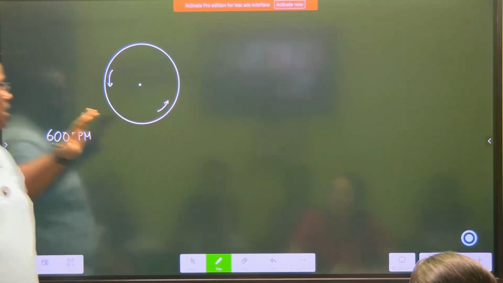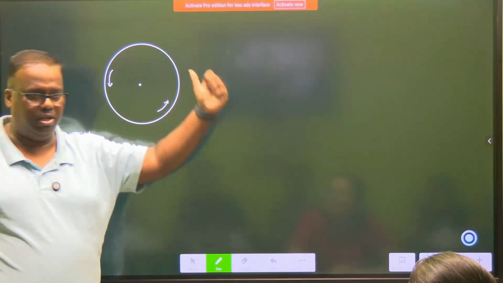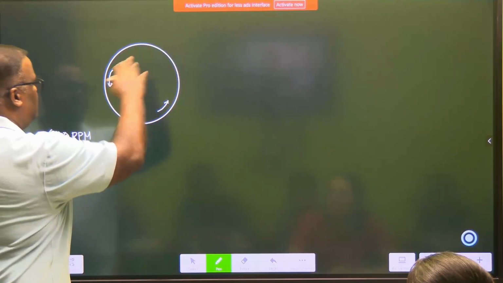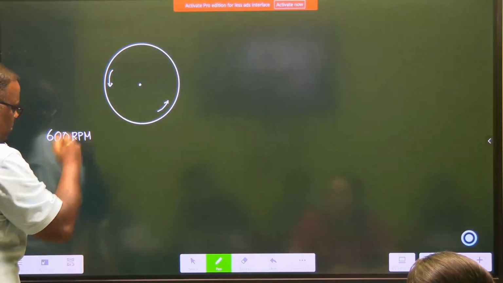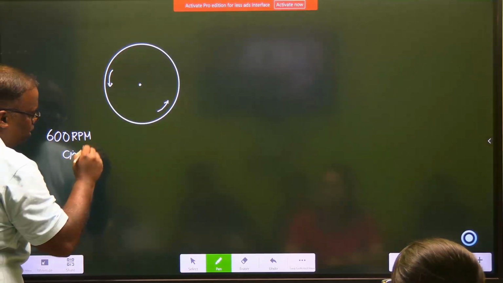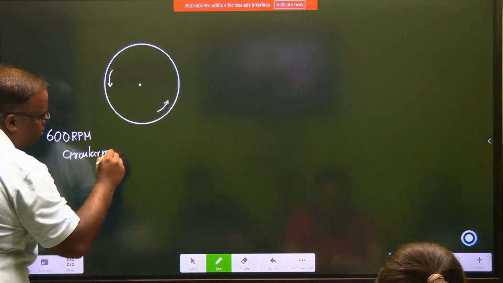Have you understood? So this is my DVD which is spinning right now, right? Now when it spins at 600 RPM, which we'll later understand, this motion is called circular motion. Don't bang your head on this. Just try to understand. This is a circular motion because you're moving in a circle. And is the speed uniform?